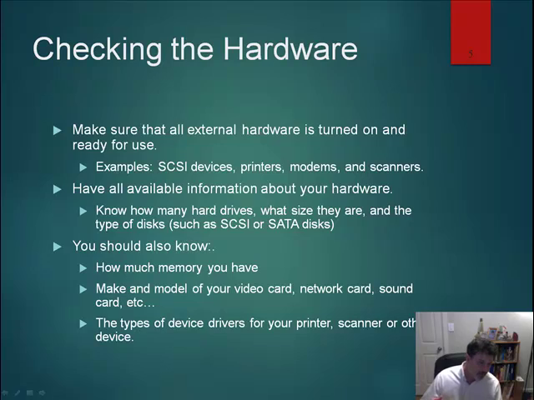I'm also going to want to have all the available information about the hardware. I want to know how many hard drives I have, what size they are, the types of disks, are they SCSI or SATA drives, and so on. And I also need to know how much memory I have, the make, model, video card, network card, sound card. I need all that information, as well as the type of device drivers for any peripheral devices I may have, my printer, my scanner, or any other peripheral device attached to the external nodes on the system.